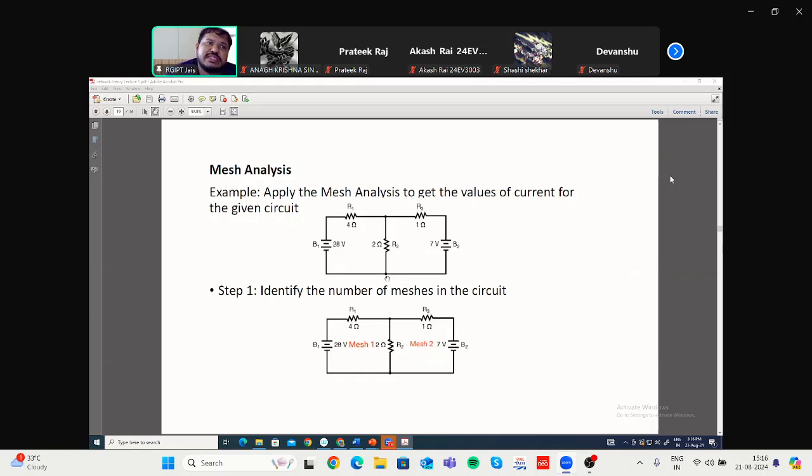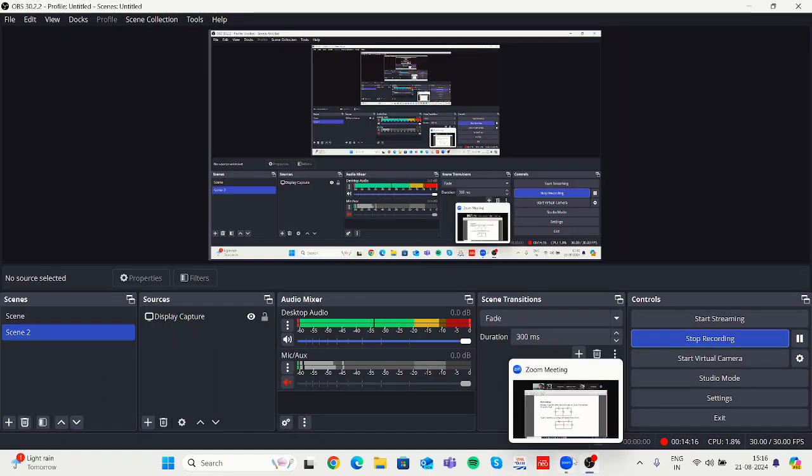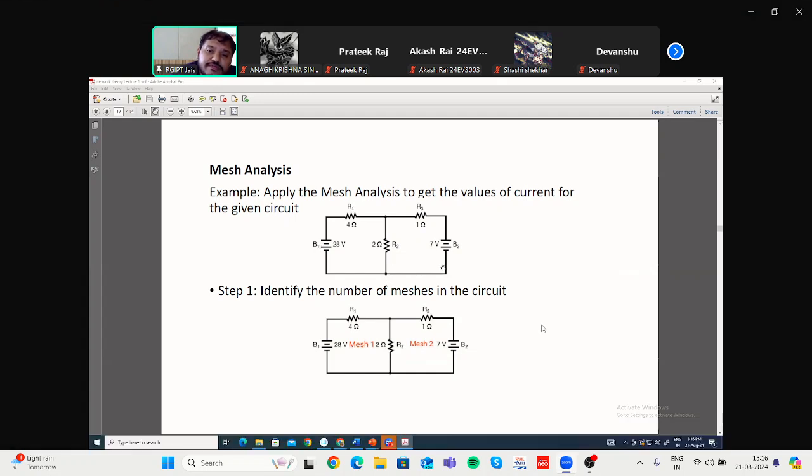Now, what are the branches? What is the definition of a branch that we discussed? A branch is a path between any two nodes. If this is a particular node and this is a particular node, then between them there is a path. Again, between these two nodes, this R2 is the path. Similarly, this one is a branch, this one is a branch. So how many branches? 1, 2, 3, 4, 5. Five branches are there. So 5 branches, 4 nodes.